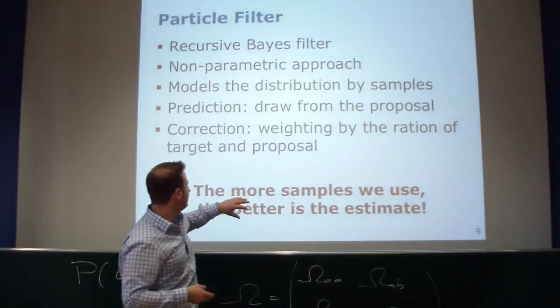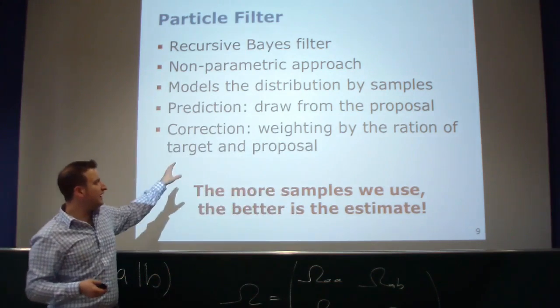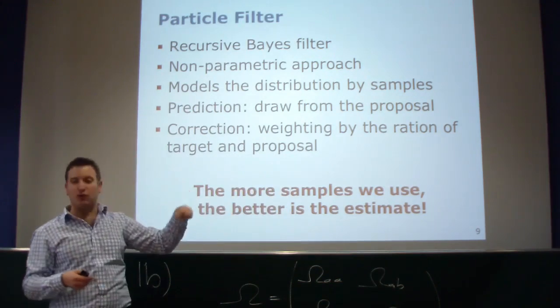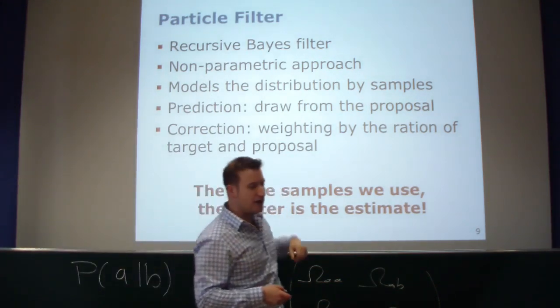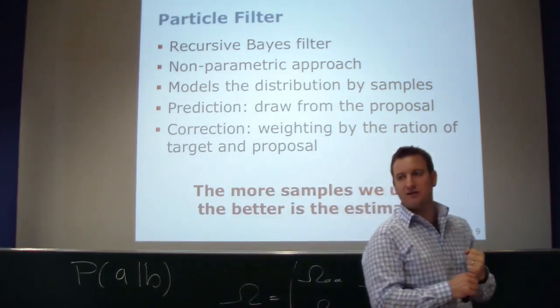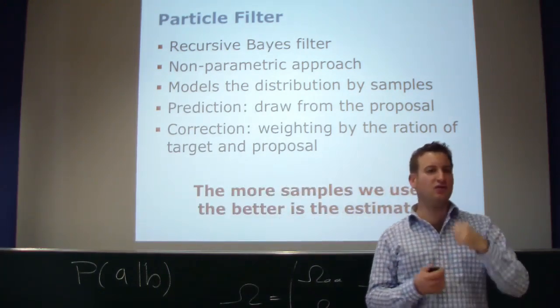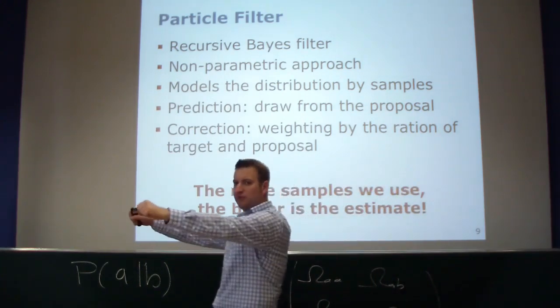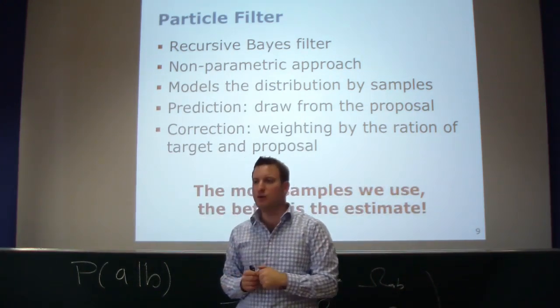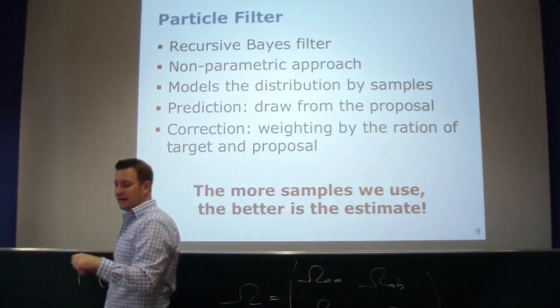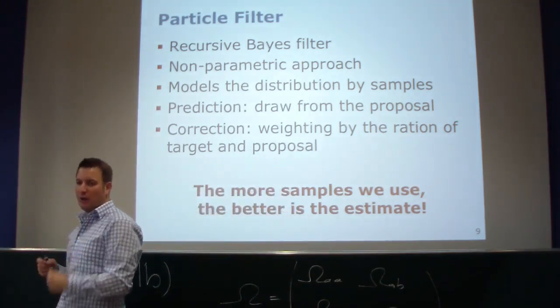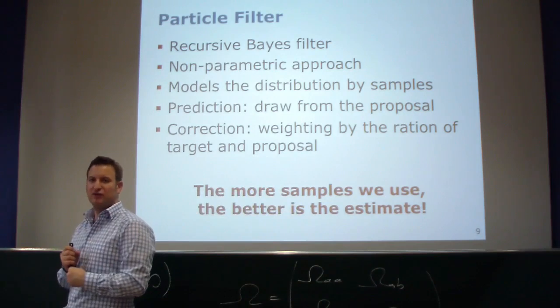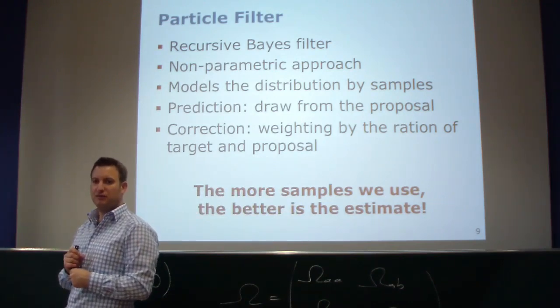And then the update step is assigning a weight that is proportional to the ratio of the target divided by the proposal distribution. For example, I generate samples, possible positions where the robot is according to its motion, and then I weight those particles on how well these positions actually explain my observations.